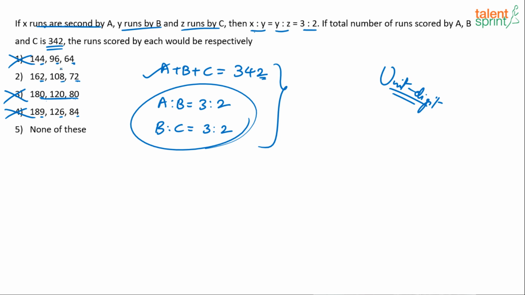What are the other two conditions? If you take the first two numbers, 162 is to 108, the ratio has to be what? 3:2. Check. This is 54 into 2. This is 54 into 3. Yes, this condition is satisfied.